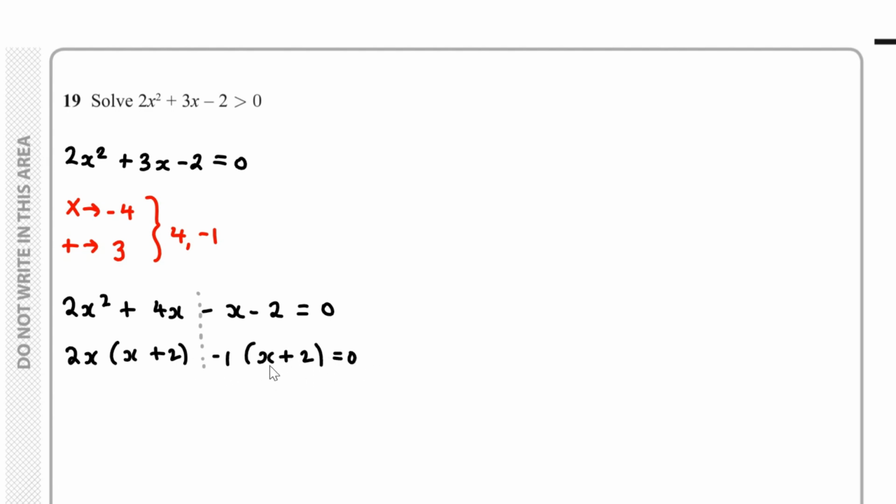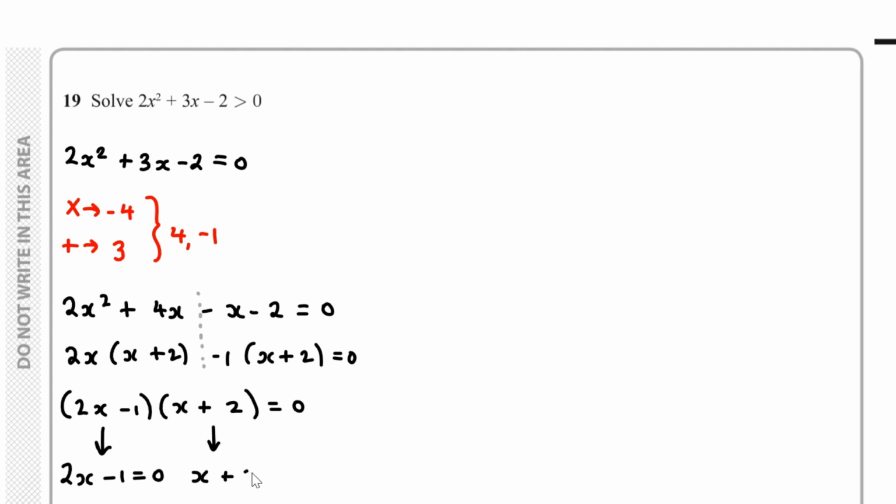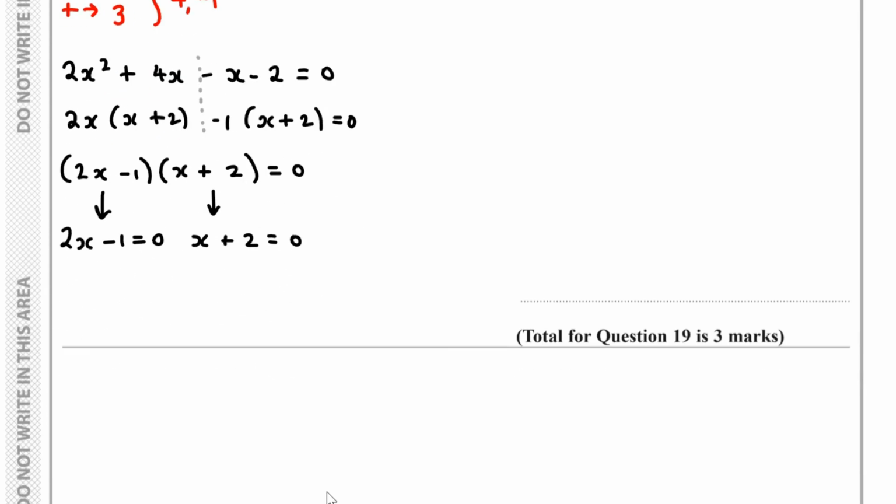And you'd find minus 1 times x plus 2 gives minus x minus 2. And grouping the terms together, we've got 2x minus 1 lots of x plus 2 equaling 0. So from here, you can see that 2x minus 1 is equal to 0, or from here, x plus 2 equals 0. And solving, you will find x to equal either 1/2 or minus 2.